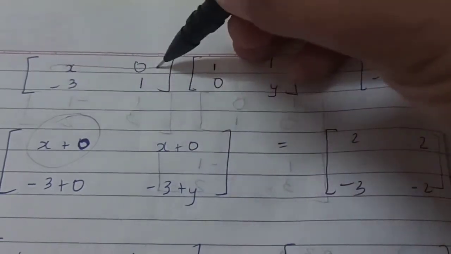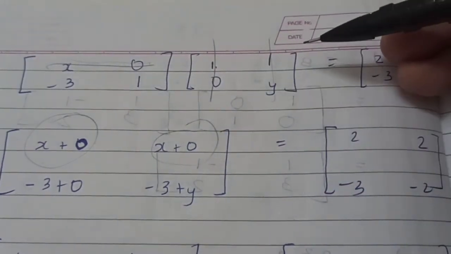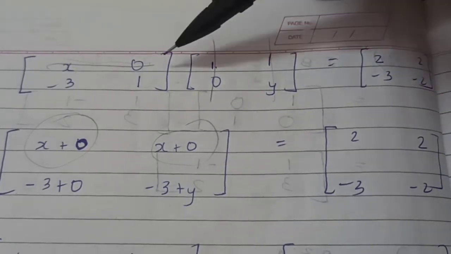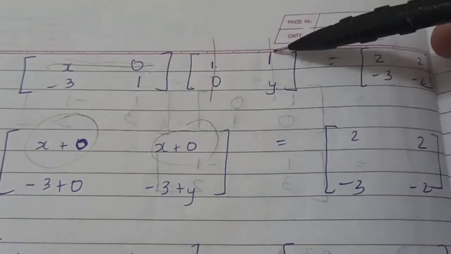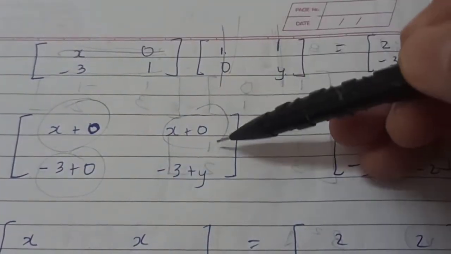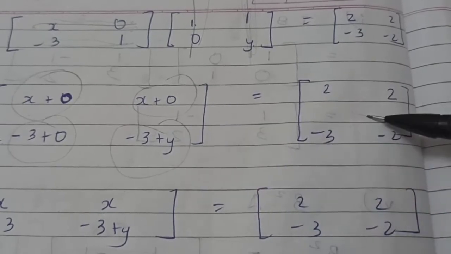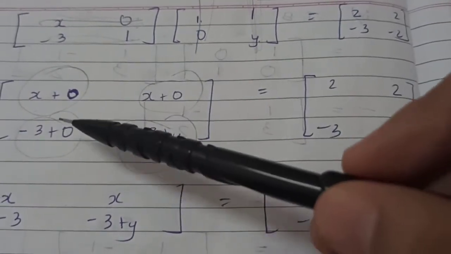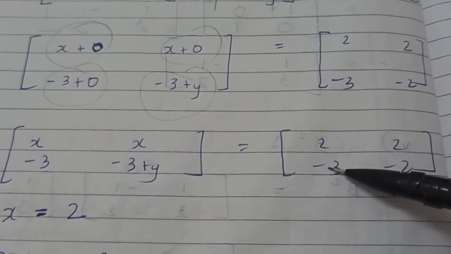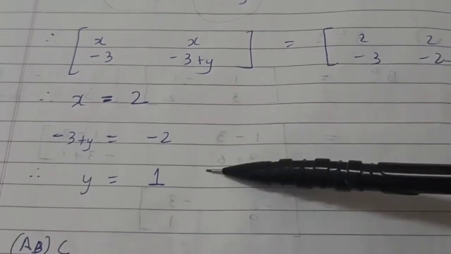First element is first row into first column, which is x plus 0. Similarly, the second element is first row into second column, which is x into 1 plus 0 into y. And the third element is second row into first column, and the fourth element is the second row into second column. Now these two matrices are equal, so we can just equalize the elements here. So x will be equal to 2, x is equal to 2 obviously, minus 3 is equal to minus 3, sure, and minus 3 plus y is equal to minus 2. So using the comparison we can find the values of x and y.